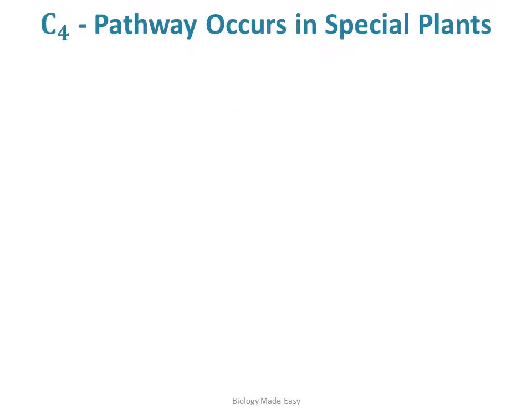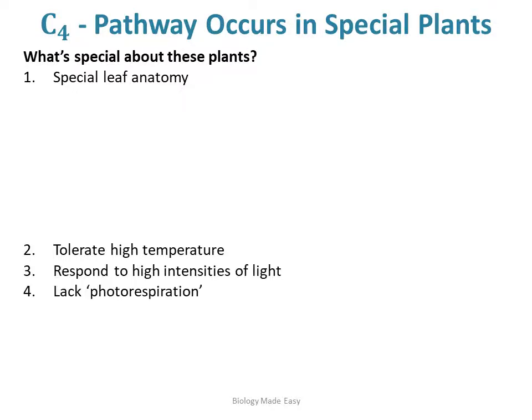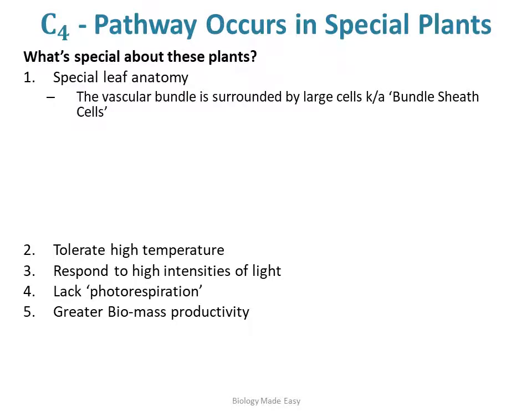The C4 pathway occurs in special plants. These plants are adapted to function optimally in hot, dry, and excessive sunlight conditions. To adapt to these conditions, the leaf has special anatomy. They tolerate high temperature, they respond to high intensities of light, and do not undergo photorespiration. And because of this adaptation, they have a greater biomass productivity compared to C3 plants.